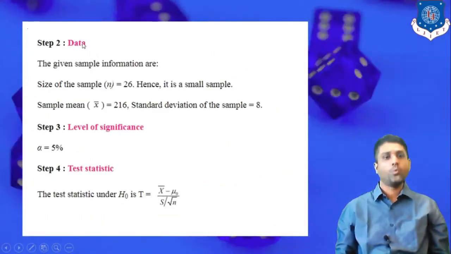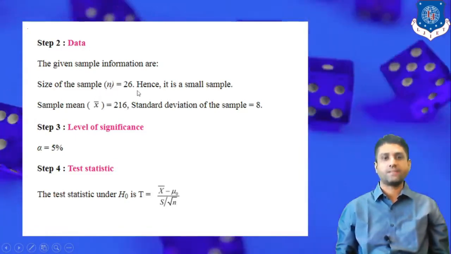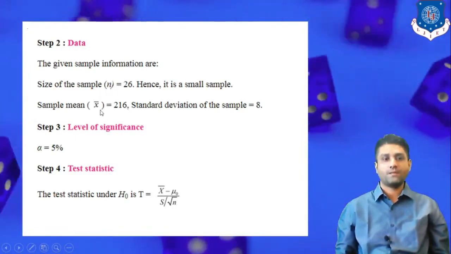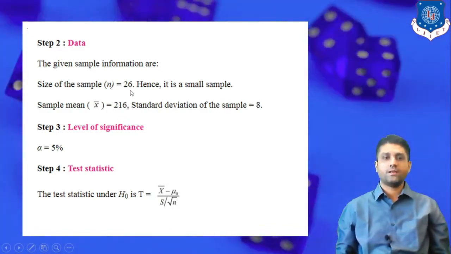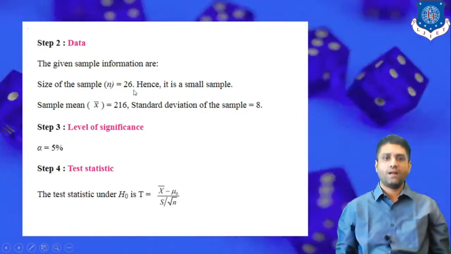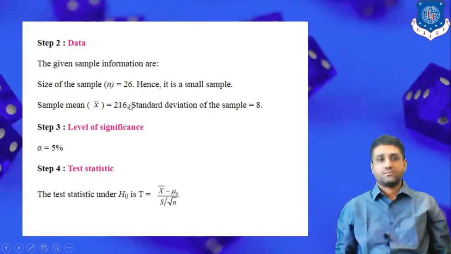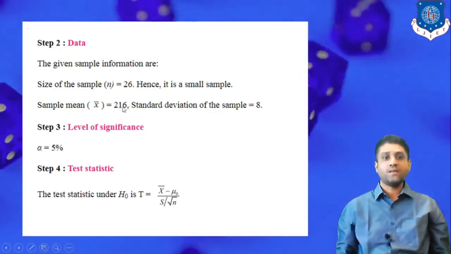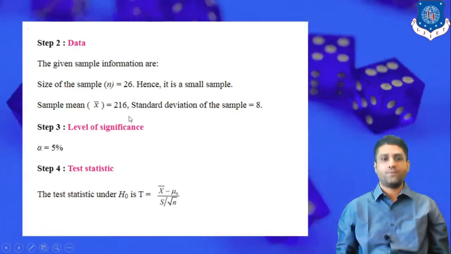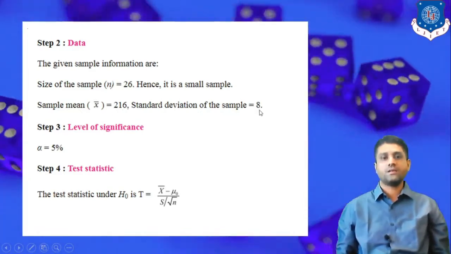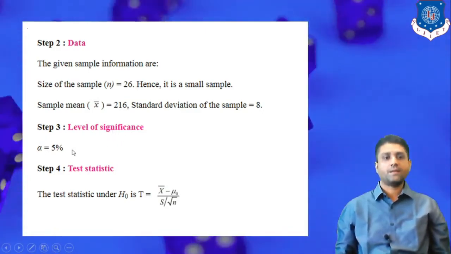Step number 2, we have to gather the information, that is the number of observations, which is 26. Now the sample mean x bar is also given in the definition, that is, after the advertisement campaign, the average mean has increased from 200 to 216. So the sample mean is also given in the definition, with the standard deviation of ₹8. Now again the level of significance is 5%.